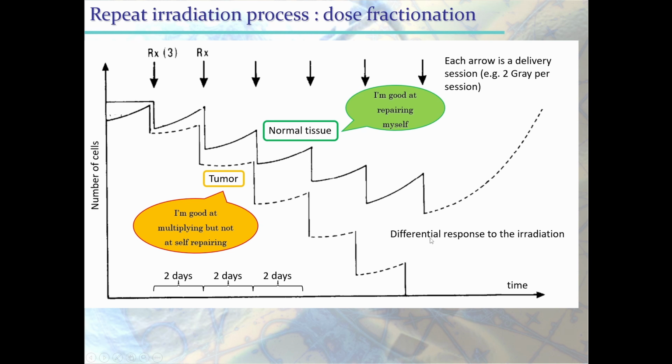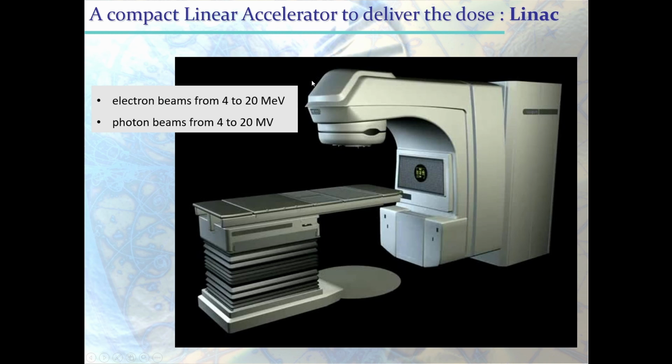So you've got a differential response to the radiation, but you need to perform several sessions of beam delivery, of irradiations. How do you perform those irradiations? You need a compact linear accelerator, which is called LINAC. It can deliver electron beams from, let's say, 4 to 20 MeV, or it can also deliver photon beams from, let's say, 4 to 20 megavolts, not MeV, megavolts. Okay.